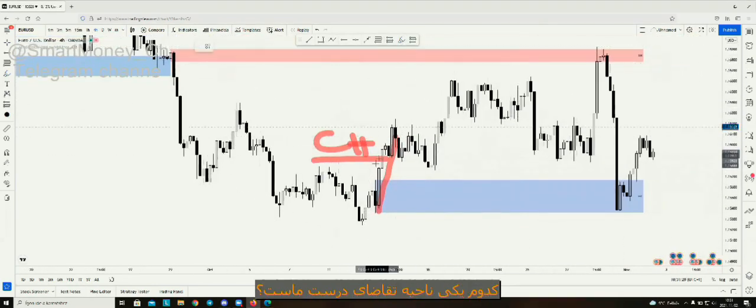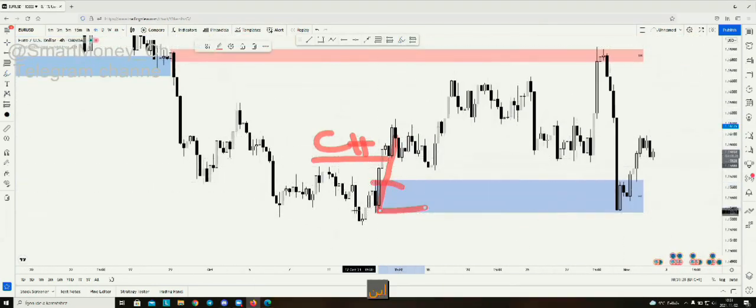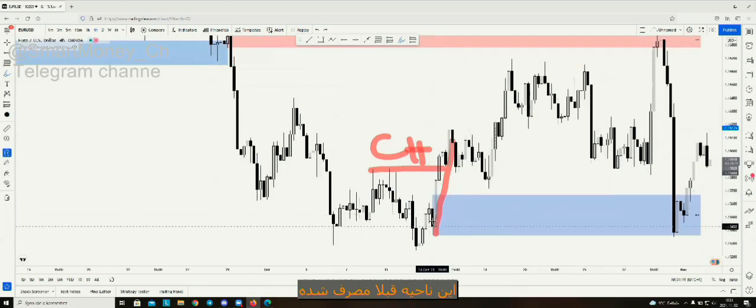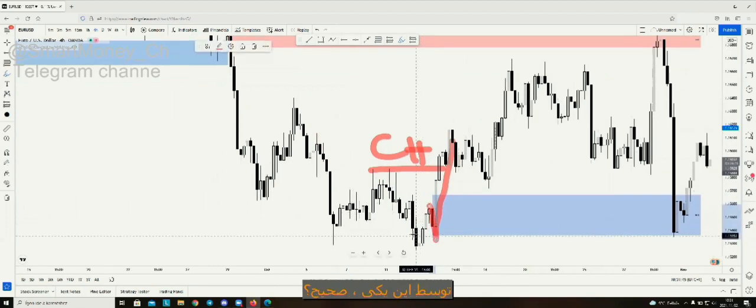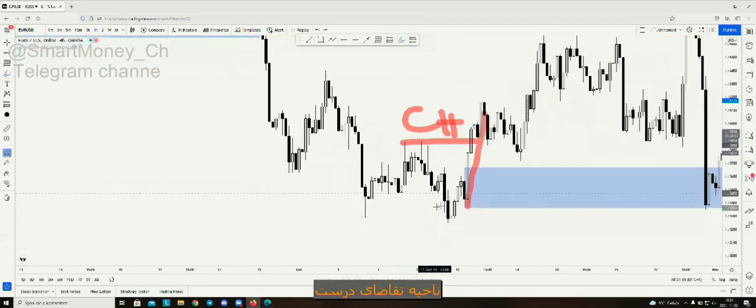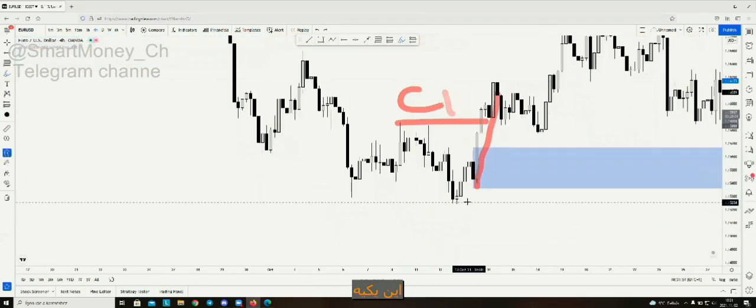So which is our right demand zone? This one, or maybe you mark this one, I don't know. You can say this is the right demand zone, because this zone has been already mitigated by this one, right? More than 50% of this candle is mitigated. So it's invalid. It's efficient. It's invalid. The right demand zone is this one.